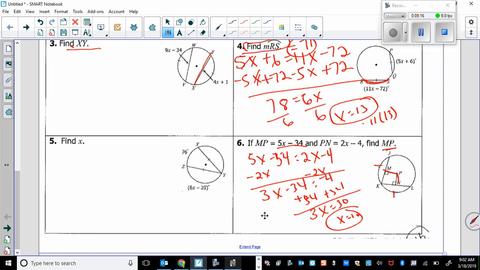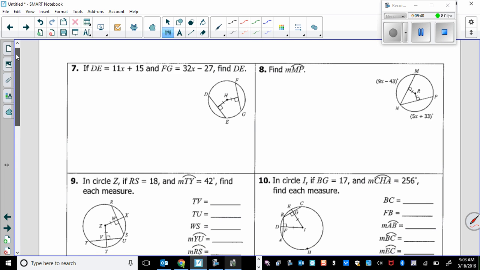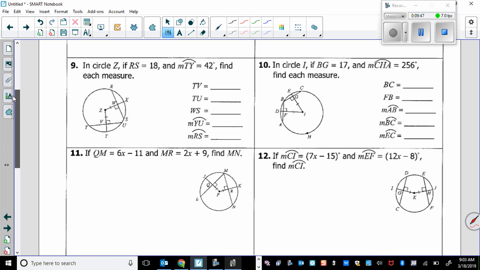So 5 times 10 minus 34. So 50 minus 34 would be the answer, which is 26, right? And the measure of MP is 26. All right, next page. So that's kind of the same. It's the same thing with 7 and 8. I'm sure you should be able to figure it out. The chords are congruent. So most of it looks like you gotta make them equal to each other.